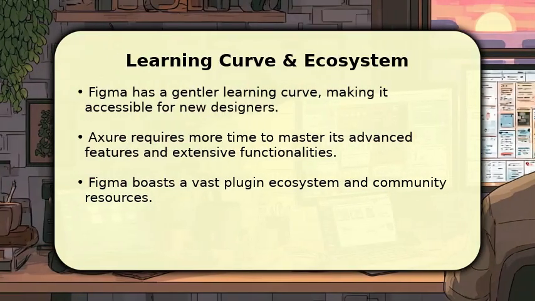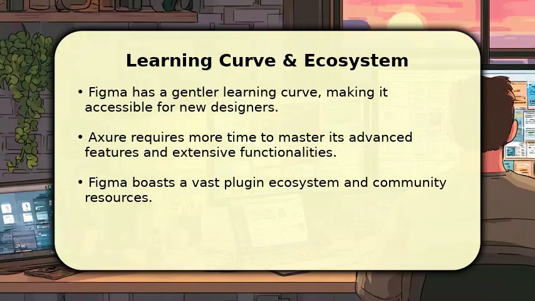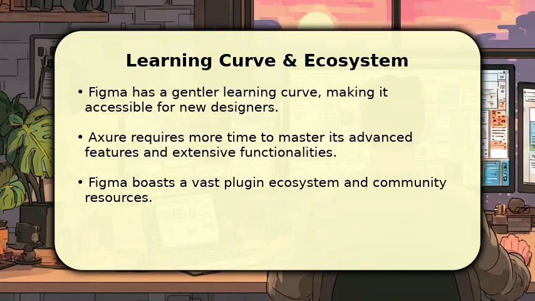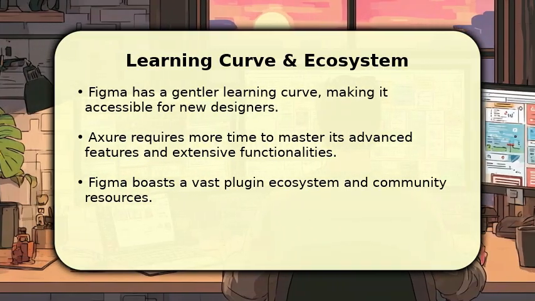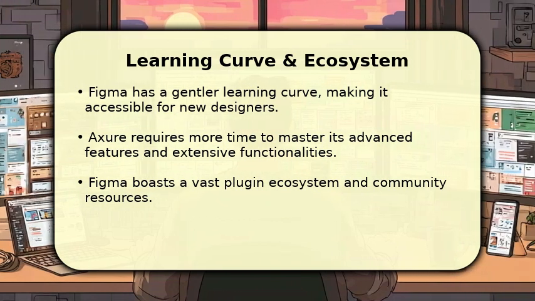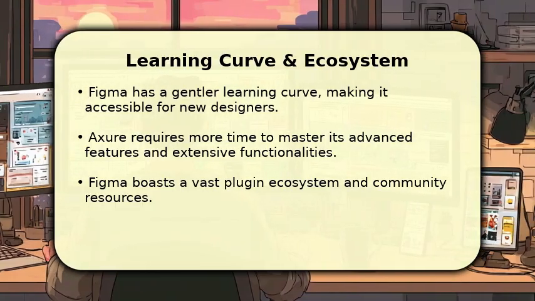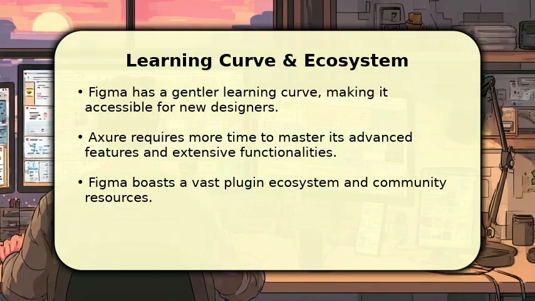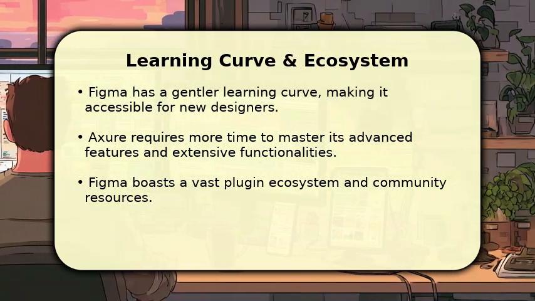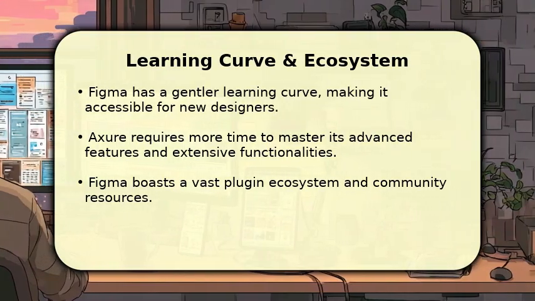Considering the learning curve, Figma is generally more accessible, making it a fantastic choice for designers new to the field. Axure, with its extensive features and advanced functionalities, typically requires a greater time investment to master. Figma benefits from a vibrant plugin ecosystem and a large, active community, offering abundant resources. Axure, however, integrates seamlessly with many enterprise tools and provides comprehensive support, catering to more specialized and large-scale development environments.